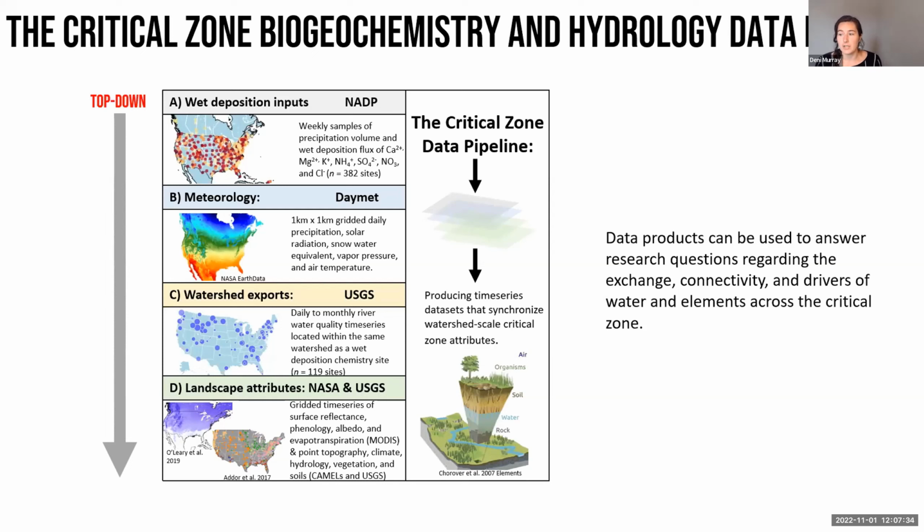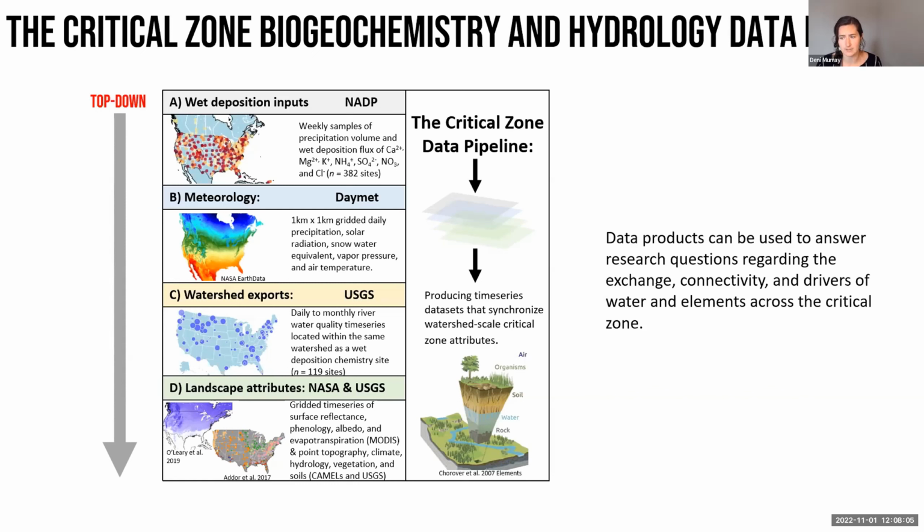So the critical zone data pipeline synchronizes 4 major types of data: wet deposition inputs, and this is sourced from the National Atmospheric Deposition Program; daily meteorology, so data like precipitation, solar radiation, air temperature from the DAYMET 1 kilometer by 1 kilometer gridded product; watershed exports of various elements and associated discharge from the USGS; and landscape attributes like phenology, albedo, and vegetation variables from both NASA and USGS.